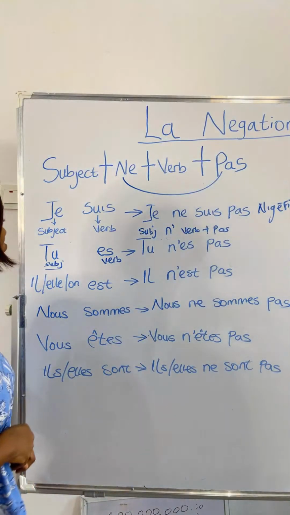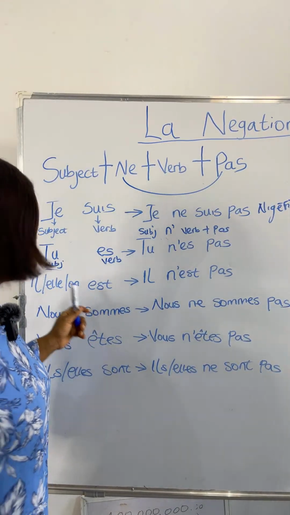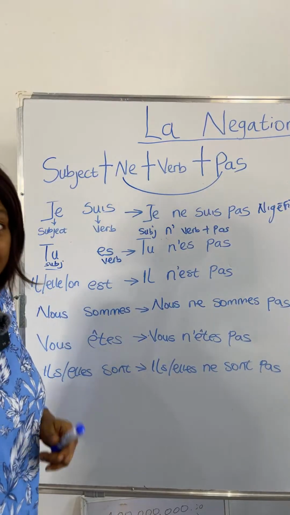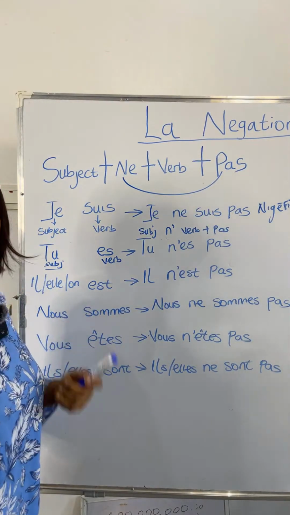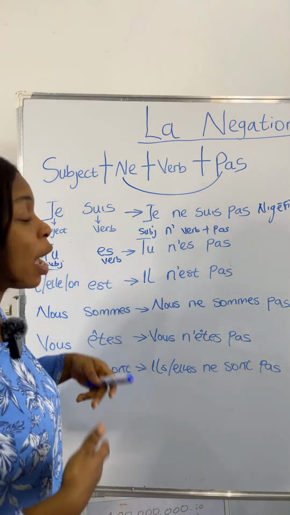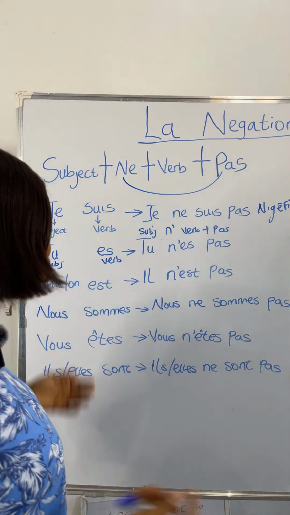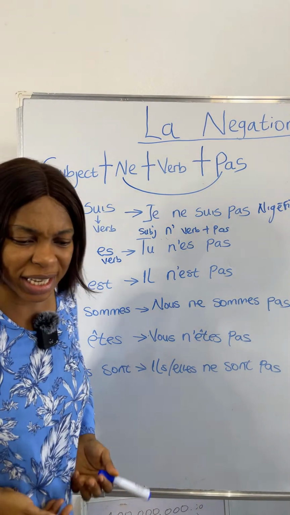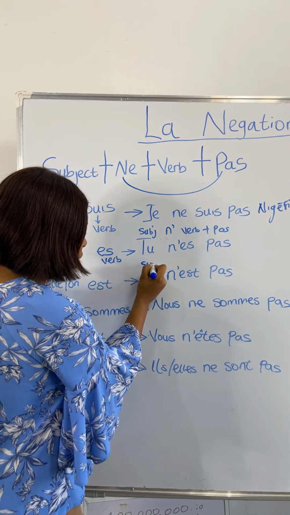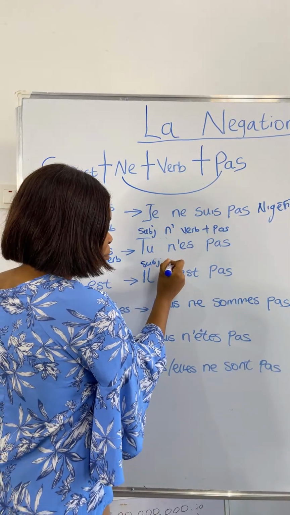Now let's go to the next one. We have il or elle or on. So il est is he is. Elle est, she is. On est, one is, or it is. So now, you want to negate it. What do you do? The subject, again, like I said earlier, plus your negation, n apostrophe.